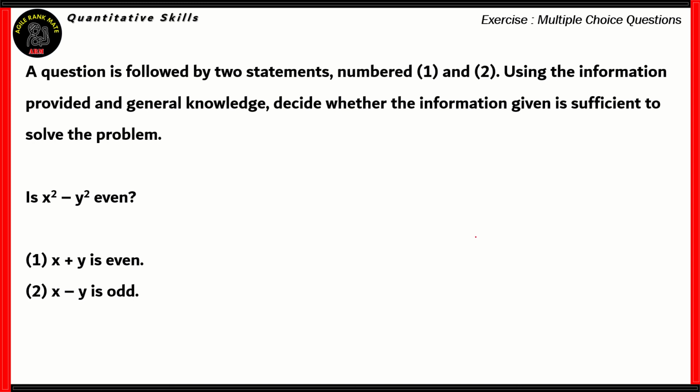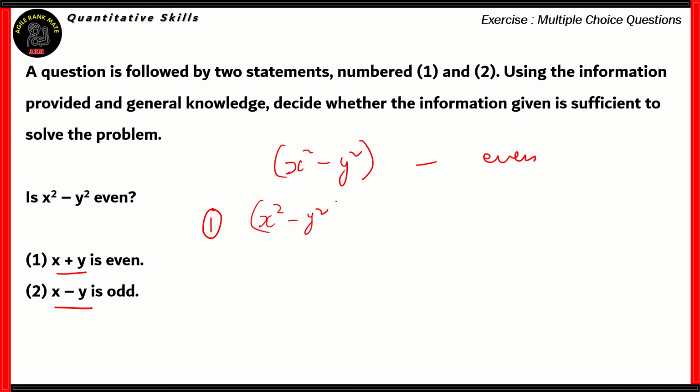Well, let's look at the problem itself. The problem is to find out whether x squared minus y squared is even. Now we have two cases. In the first case, x plus y is even, and in the second case, x minus y is odd. Now if you look at case 1, x plus y is even. Now we know that x squared minus y squared can be simplified because it's the difference of squares. So we use the algebraic expression x plus y times x minus y to represent x squared minus y squared.